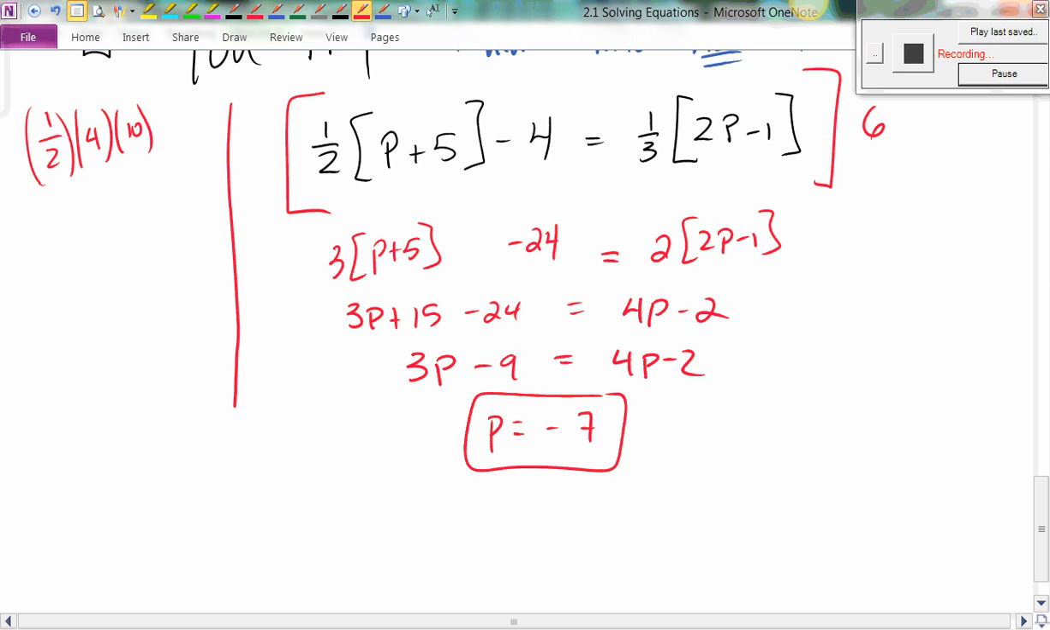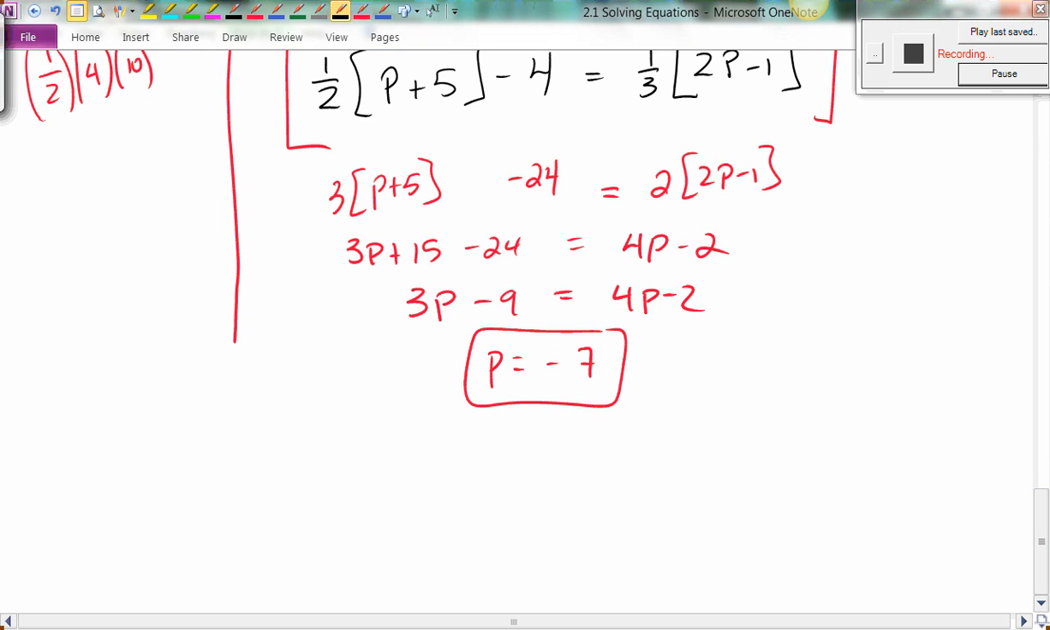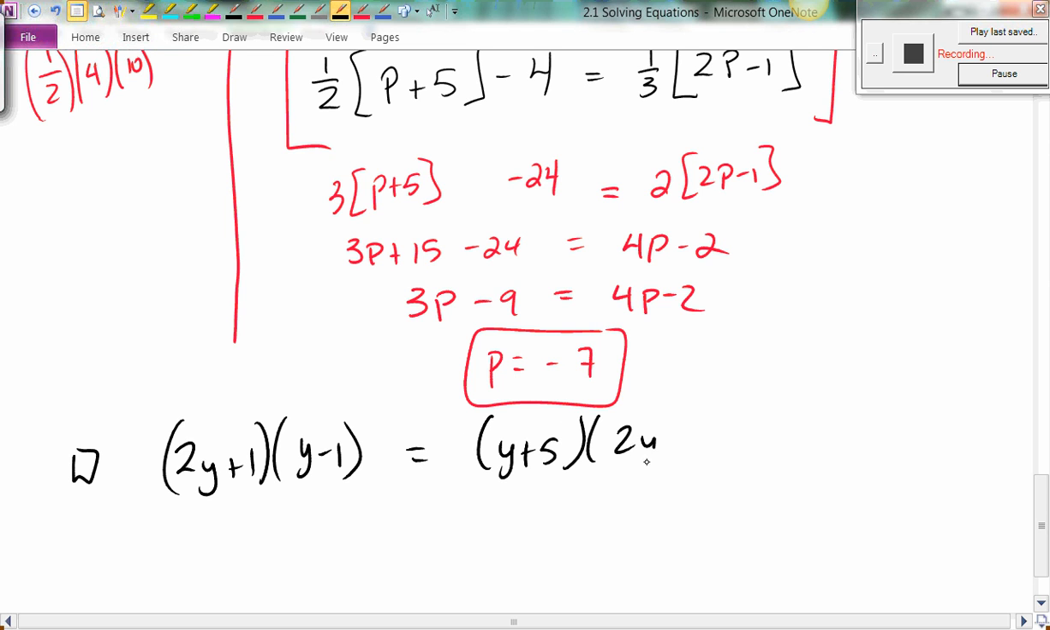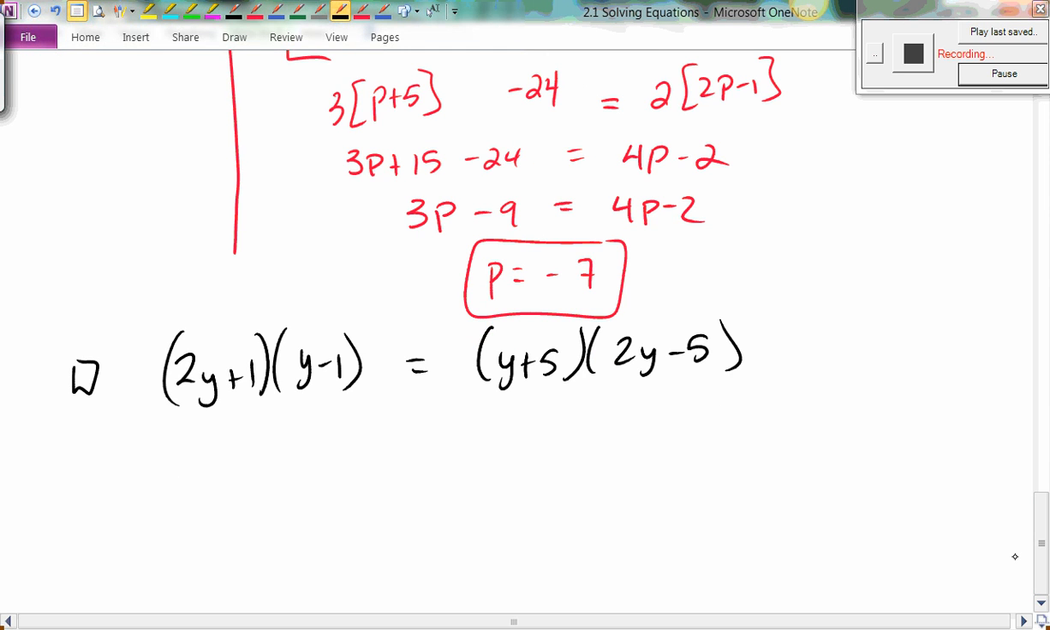All right, here we go. Last 2 boxes here, quickly as we can. Let's do (2y plus 1) times (y minus 1) equals (y plus 5) times (2y minus 5). We'll do this one together. The first thing we can do is multiply both the left and right-hand side to get 2y squared minus 2y plus y minus 1 equals 2y squared minus 5y plus 10y minus 25.